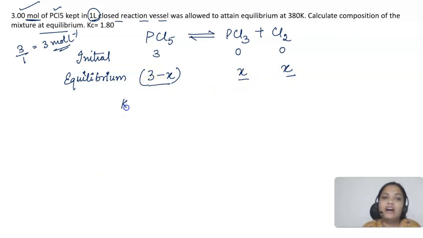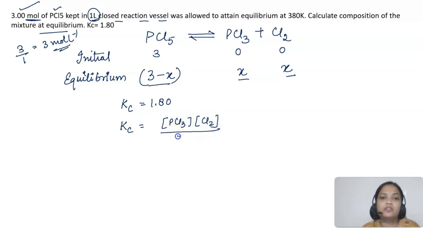Now we know the value of Kc, which is given 1.80. So according to the equilibrium law, what will be the expression for Kc? Concentration of PCl3, concentration of chlorine divided by concentration of PCl5. Just put the values: 1.80 equals x into x divided by 3 minus x. So now just cross multiply it. So it will be 1.80 into 3 minus x and here you will get x square.